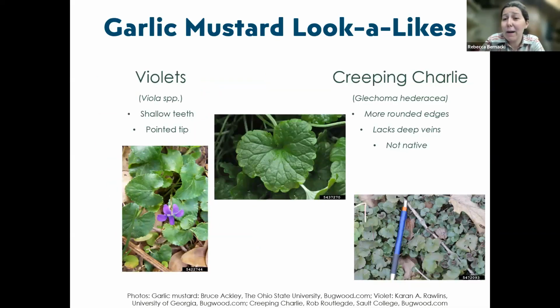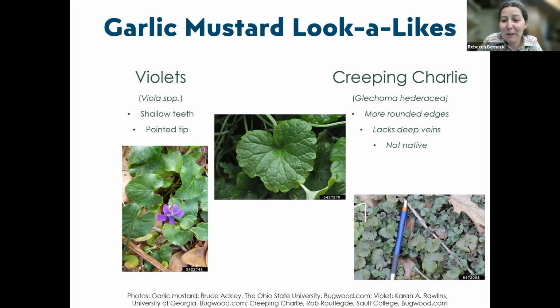And remember, part of our IPM that I talked about is making sure that we have the appropriate species, and they're often lookalikes. So here are some lookalikes for garlic mustard. The first is violet. Those violet leaves look very, very similar to first year garlic mustard leaves. I do this every year, and sometimes those violet leaves still trip me up. They are going to have slightly shallower teeth on them, and they are going to have a more pointed tip.